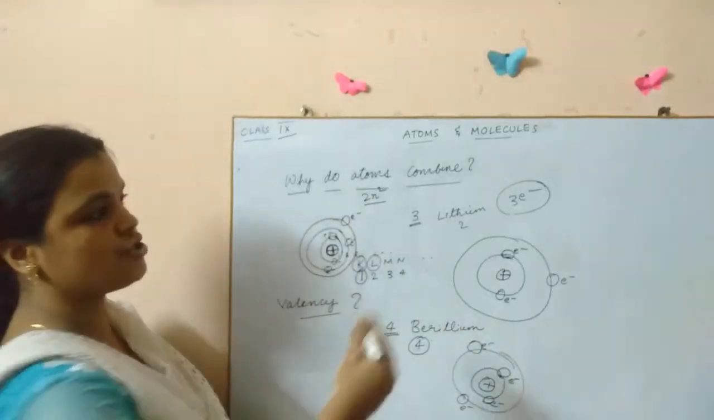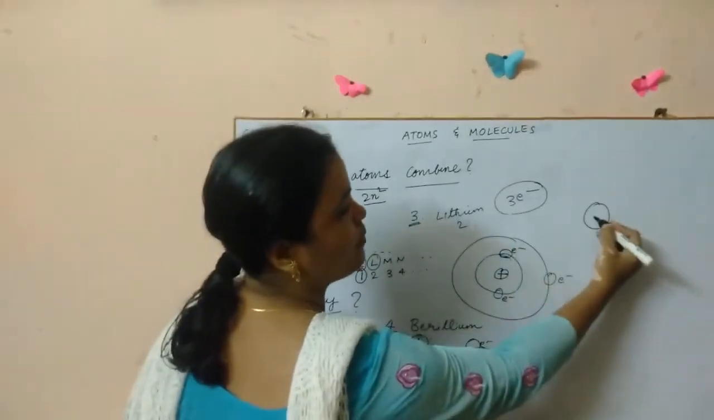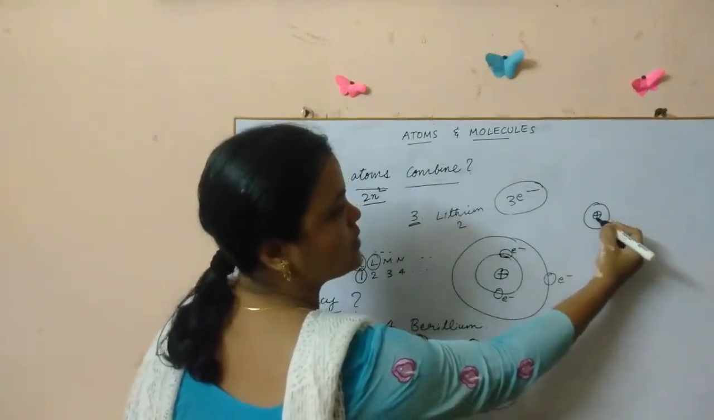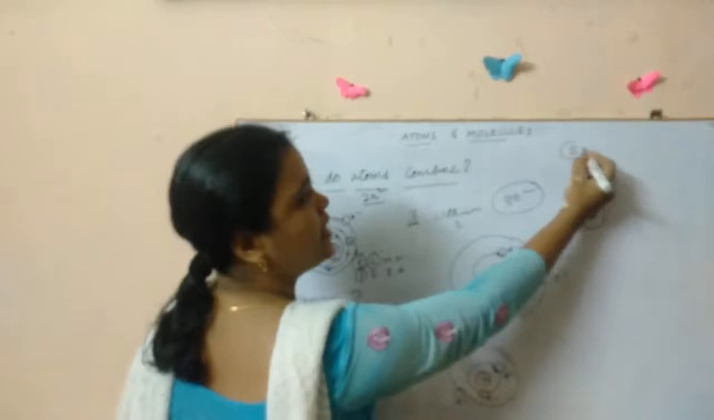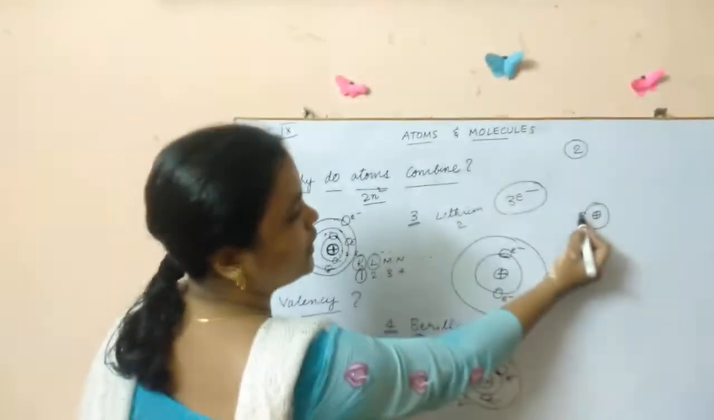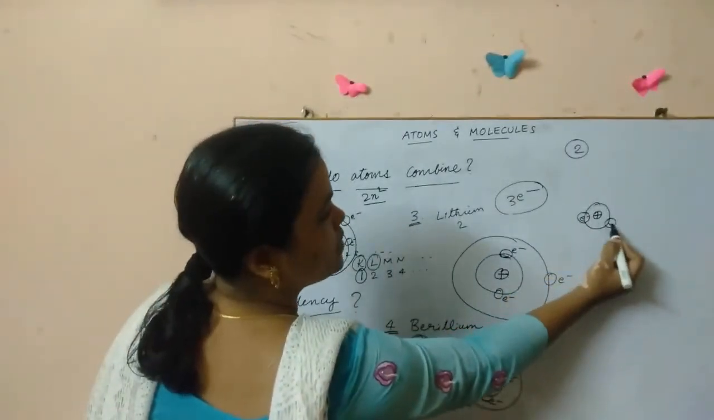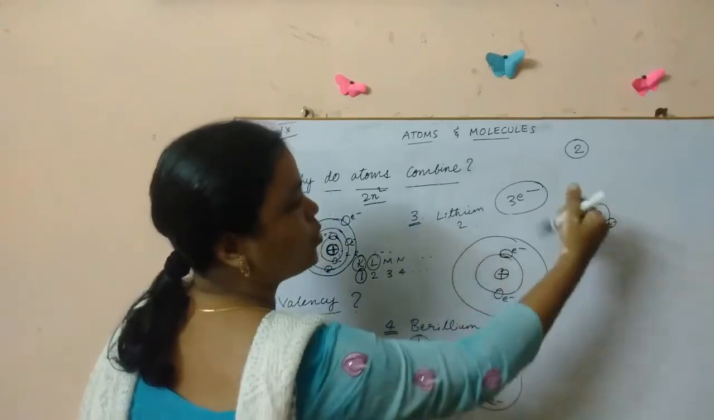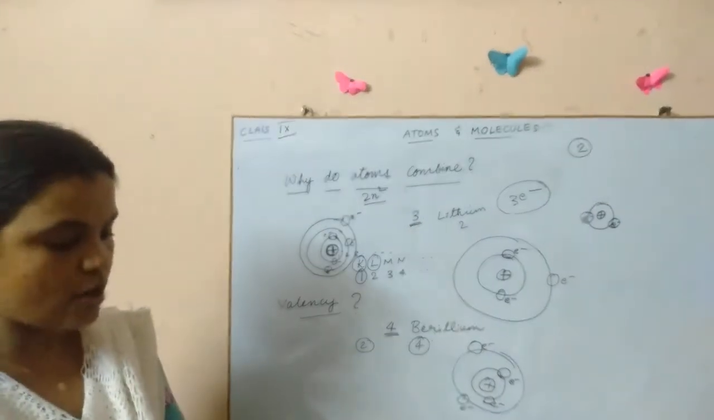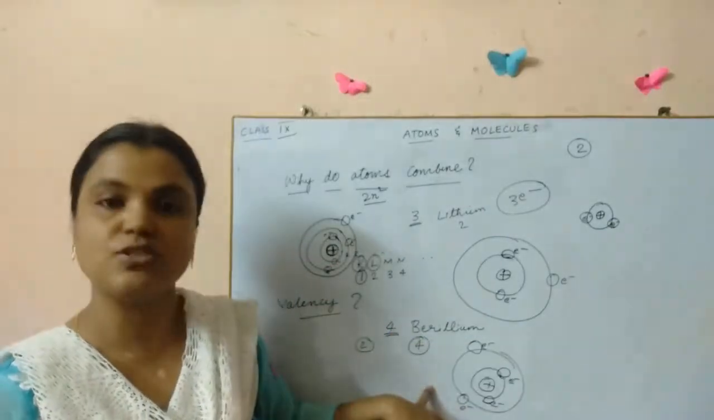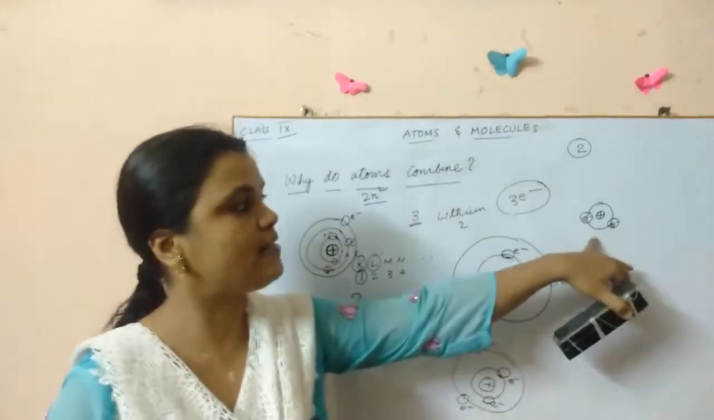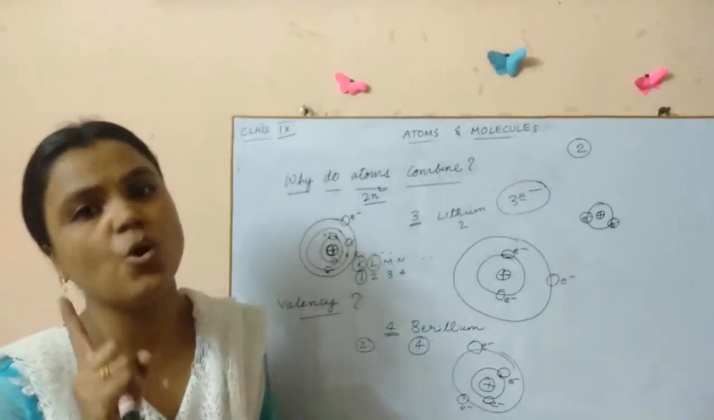If you see hydrogen or helium, for example, it has one positively charged nucleus. The atomic number of helium is 2, so it has only 2 electrons in the shell and there is no other shell. So it has only 1 shell. When compared to lithium and beryllium, how many shells do these have? 2 shells. Whereas hydrogen and helium contain only 1 shell.